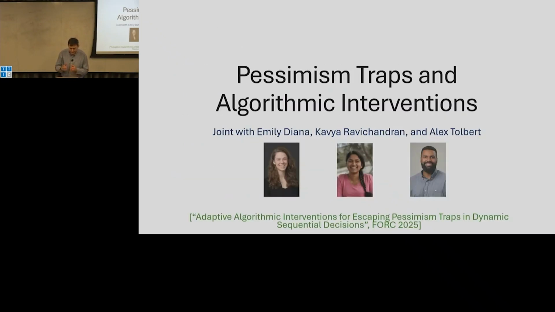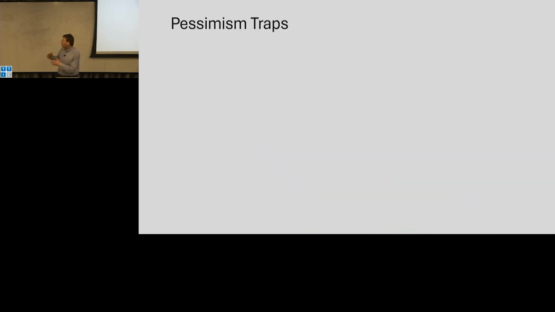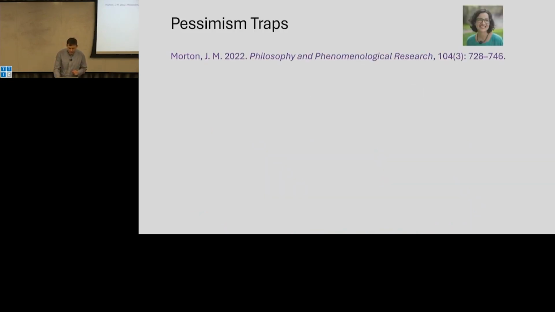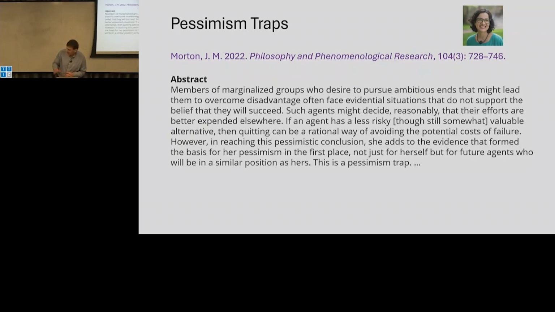Okay, so pessimism traps and algorithmic interventions. What's the setting here? What are pessimism traps? According to Jennifer Morton, this is just the beginning of the abstract of her paper. I'm just going to read it off, and we'll get into what she describes, and then we'll get into a mathematical model.